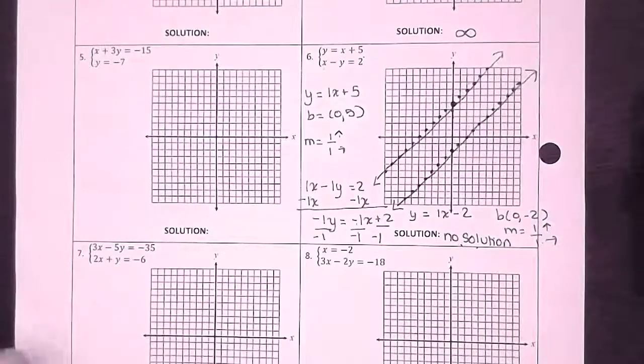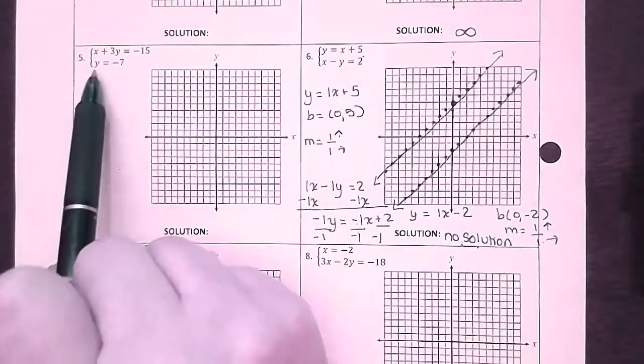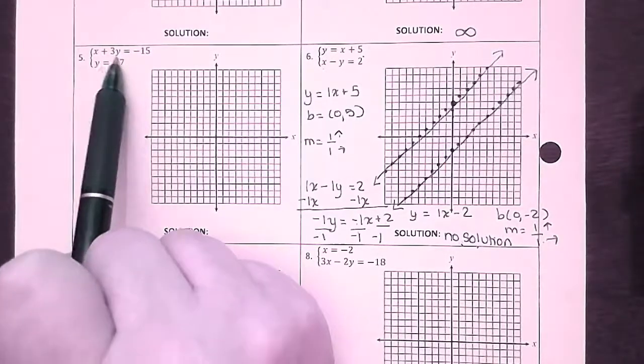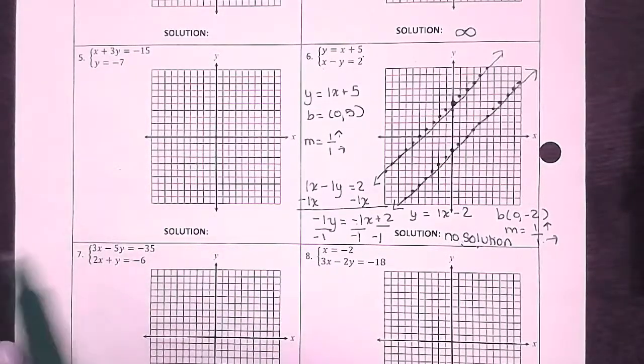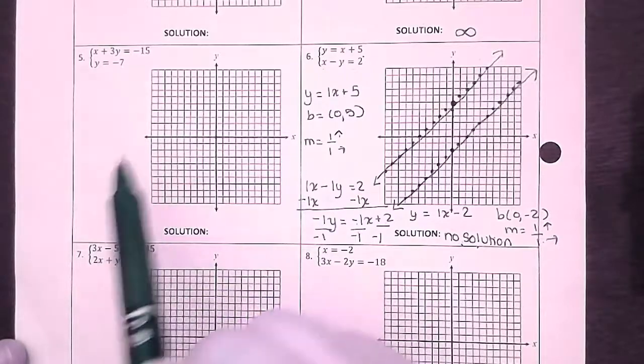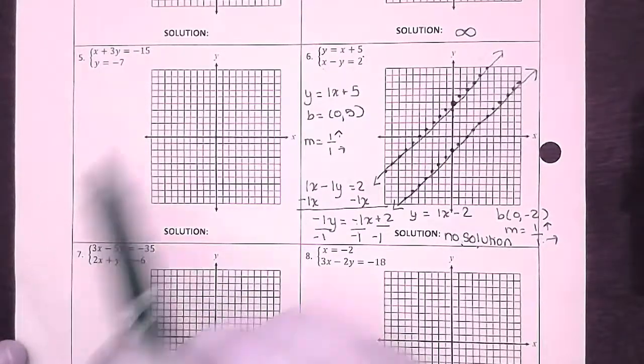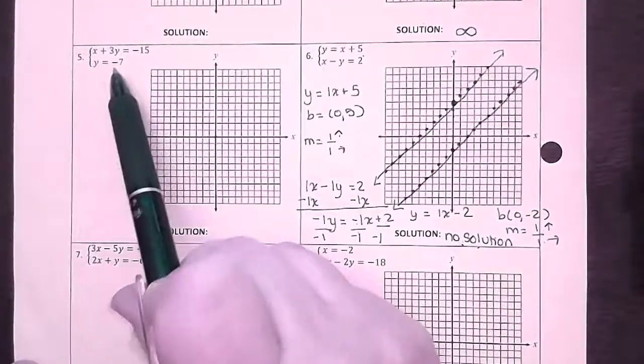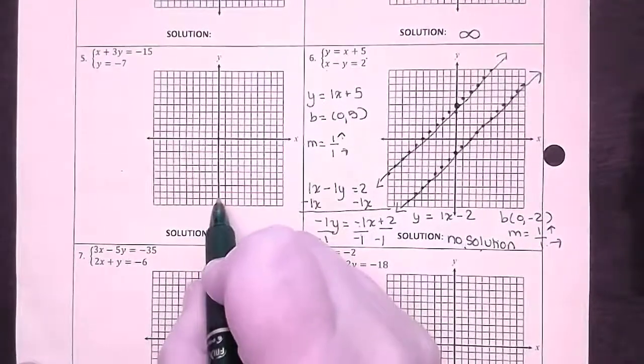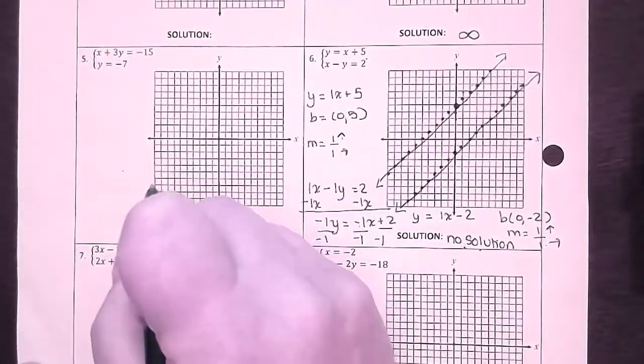Here I've got an equation of a line where y is equal to negative 7. Now remember guys, when you have y is equal to negative 7, that's a horizontal line. That means that for every x value, y is going to be negative 7. So I would draw this like this. It goes right here.